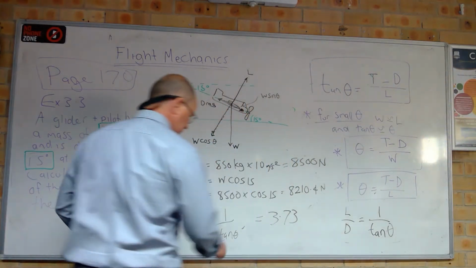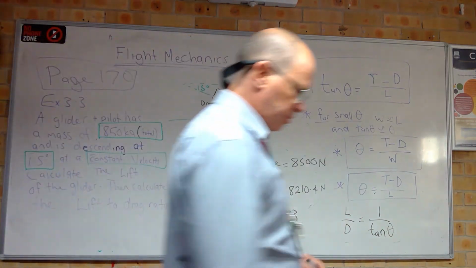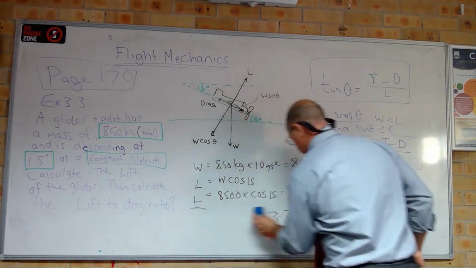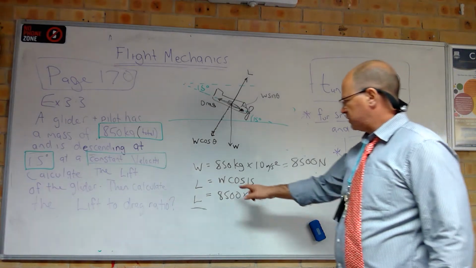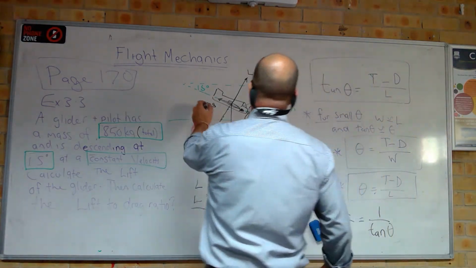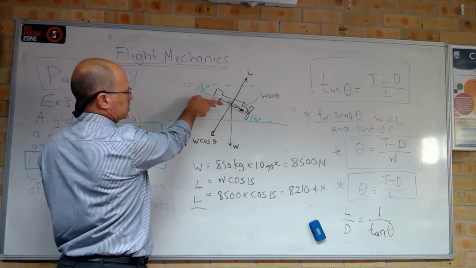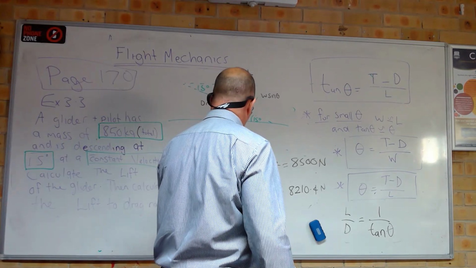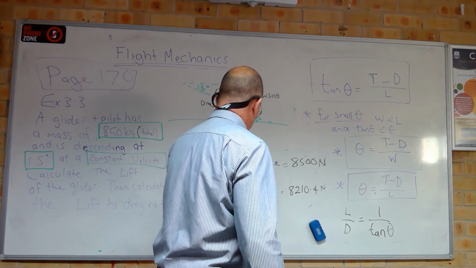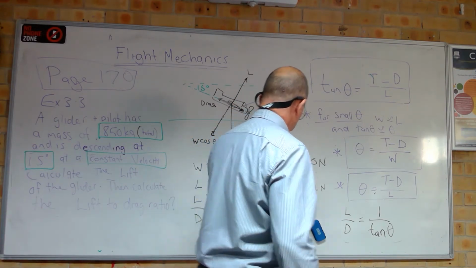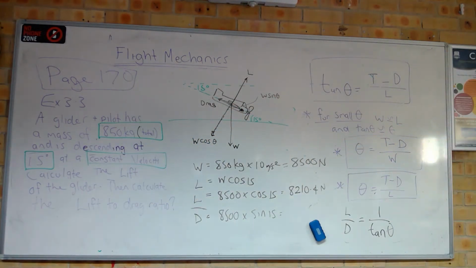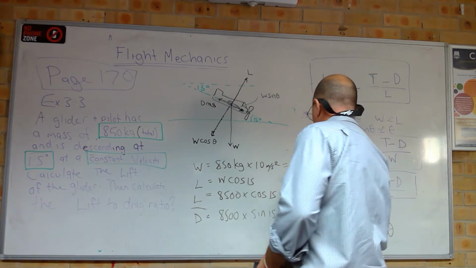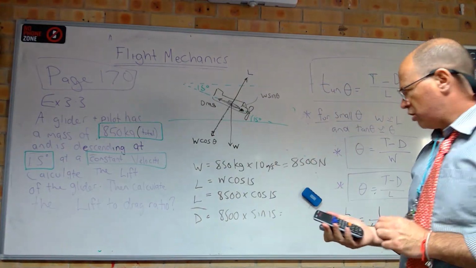Okay, so that would get us to a solution of our lift force and our lift to drag ratio using theta. Also, just to prove that my vector diagram is correct, okay, we said that lift is equal to W cos 15. We also know that our drag is going to be equal and opposite to W sine 15. Okay, so we could say drag is equal to weight, which is 8,500, times sine 15. Okay, and then if I was to take that and divide by that, I should get 3.73. So let's try it.